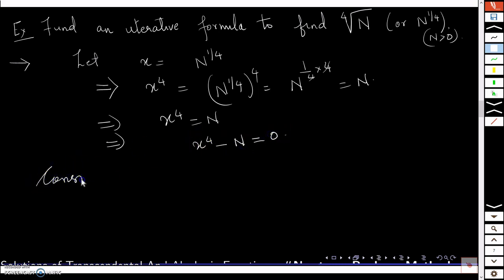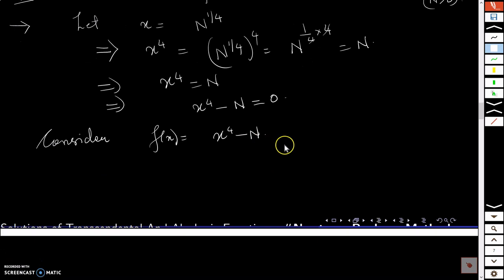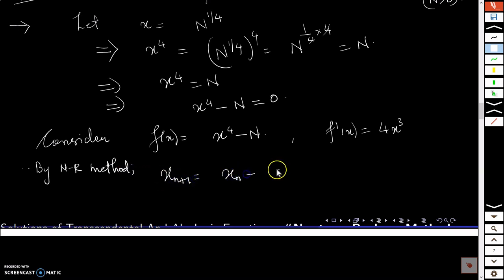So I will consider that function now to be f, and now I can find its derivative as well. That's f dash of x would be 4x cube, and the derivative of n would be 0. So by Newton-Raphson method, what we have is, if x naught is the first initial approximation, then xn plus 1 is given by xn minus f of xn by f dash of xn, where x naught is the initial root.